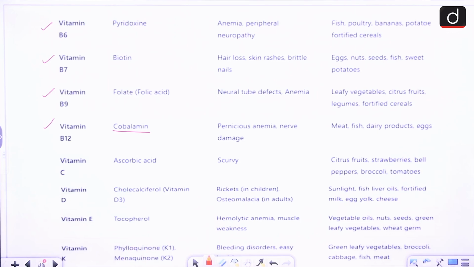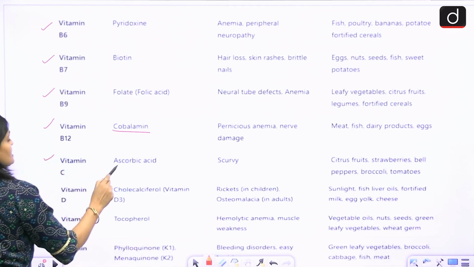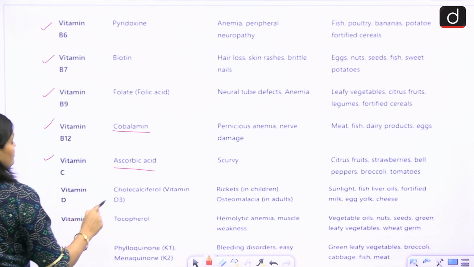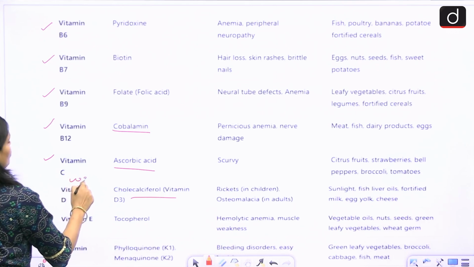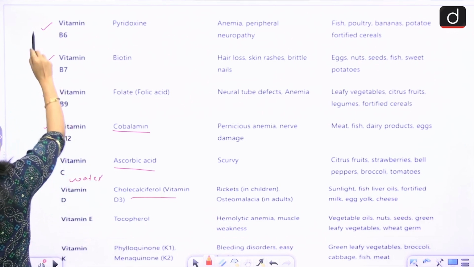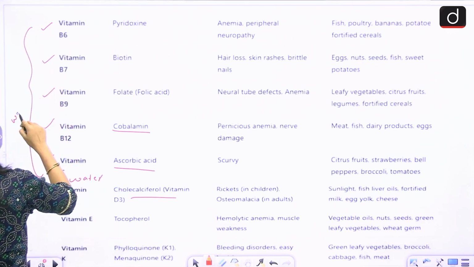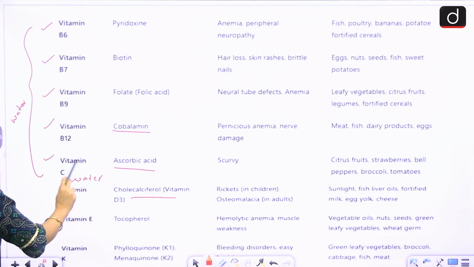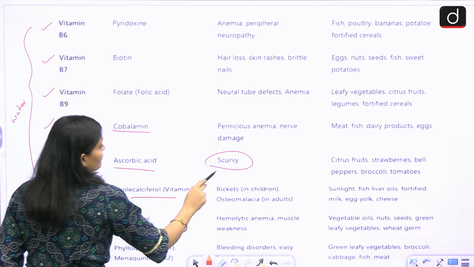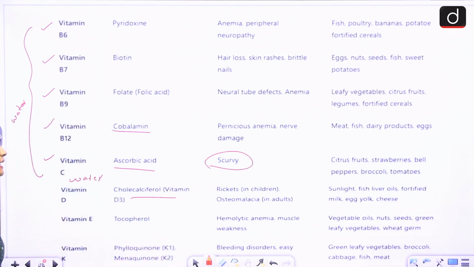Nerve damage. Then vitamin C is ascorbic acid, and vitamin D is called calciferol, right? So vitamin C is again water soluble. Till here all are water soluble. Try to remember their scientific names. Vitamin C deficiency causes scurvy. Vitamin D, calciferol.